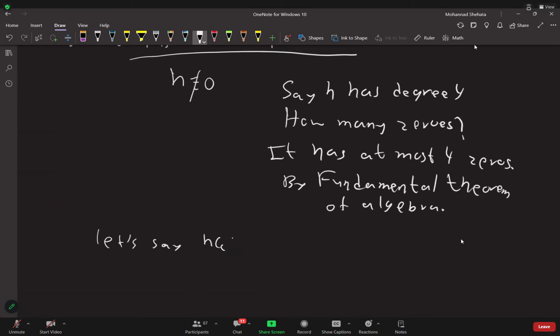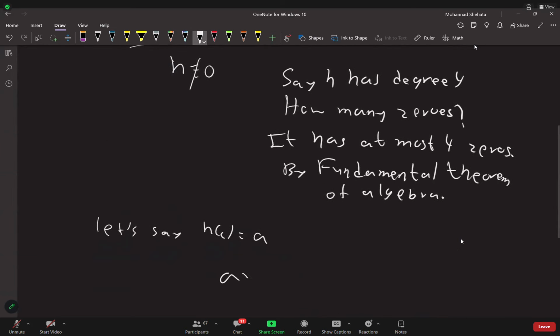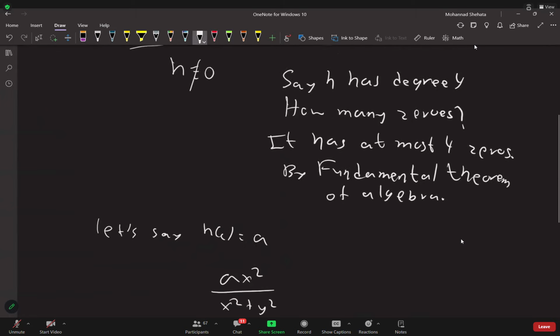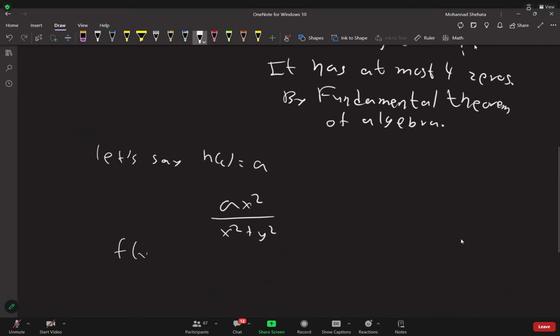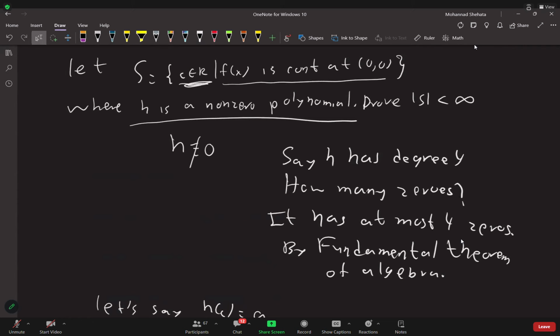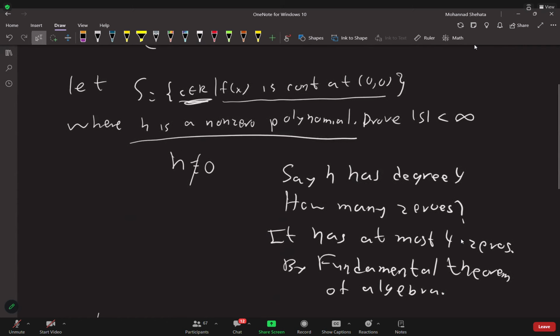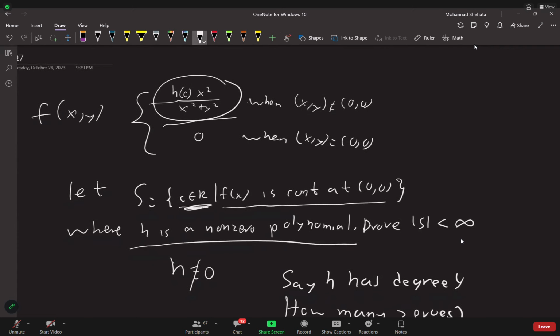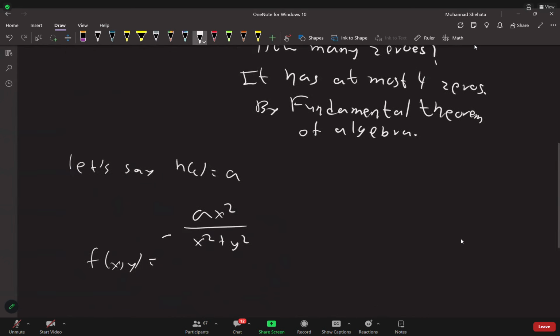Let's say h of c is equal to some constant a. So suppose I have ax squared over x squared plus y squared. We don't make any assumptions about whether it's positive or not. h of c is not necessarily degree 4 right now. I'm just giving you an example. I'll explain why I said it's non-zero later on. So this is x squared over x squared plus y squared.